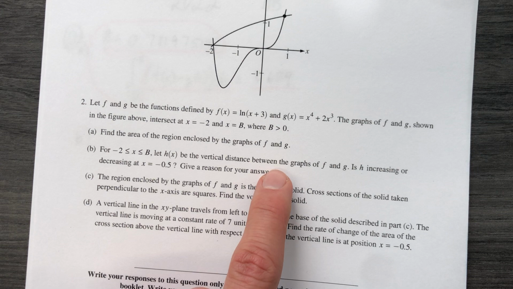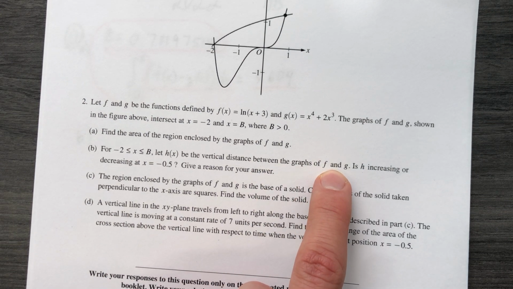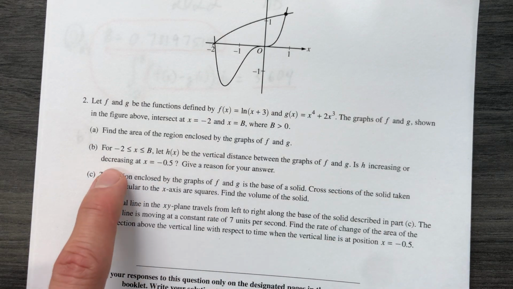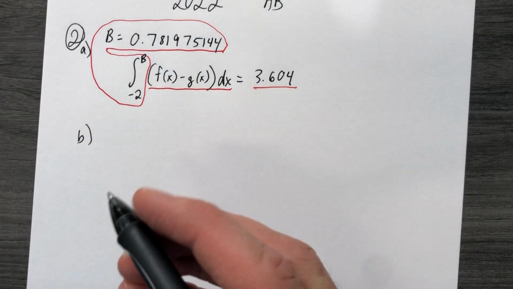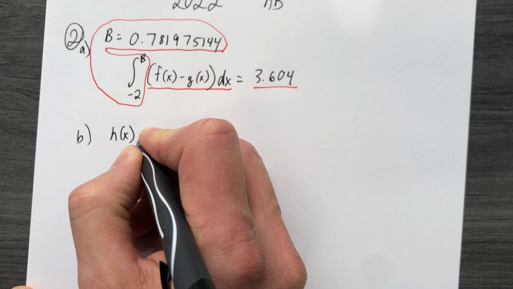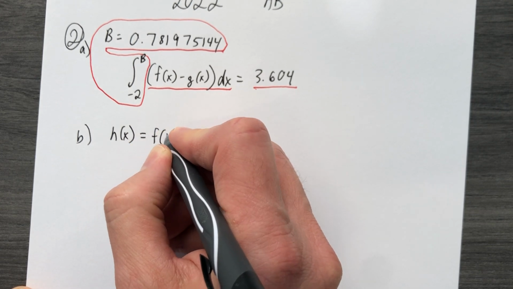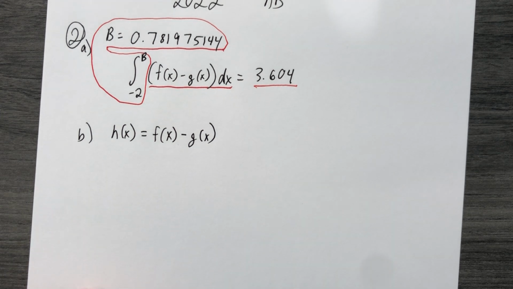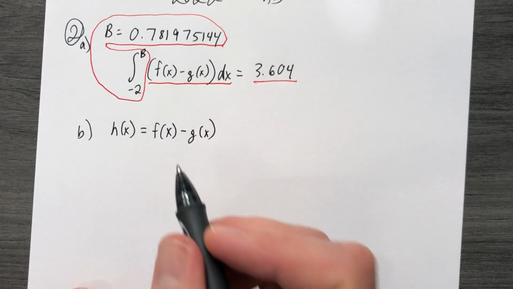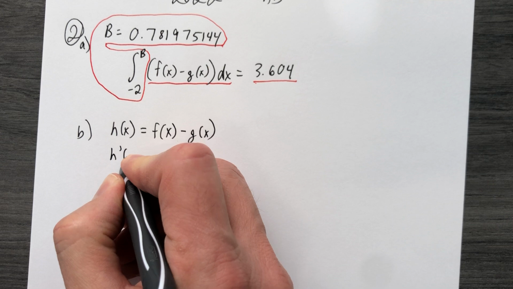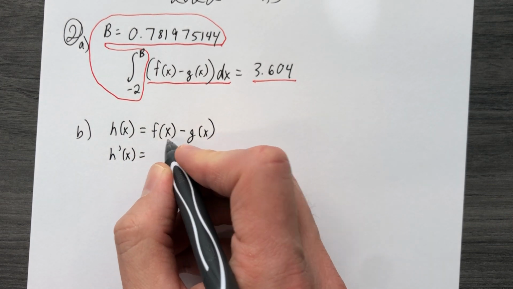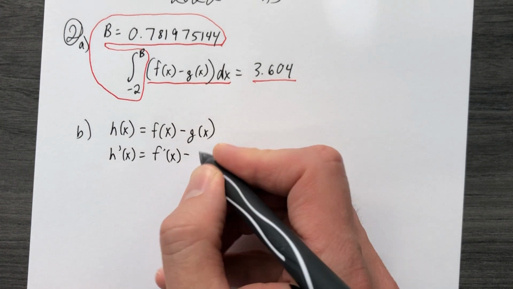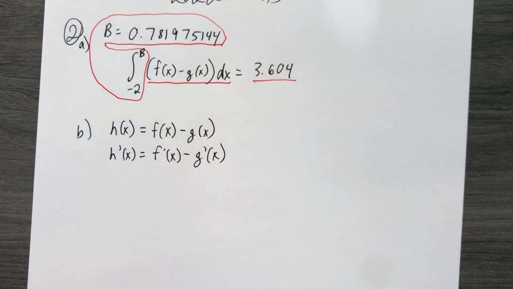Find the vertical distance between the graphs. Yeah, I'm just stuttering. How about that? Is h increasing or decreasing? Well, here's h, and it is the vertical distance from f to g. Again, you've seen that. Is h increasing or decreasing? That sounds like a derivative issue to me, so let's take the derivative. The derivative of f minus g, that's not product, it's not quotient, it's not chain, it's just subtract them. So that's it. There it is.